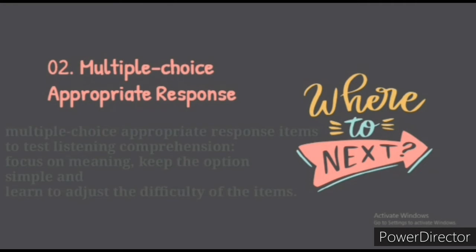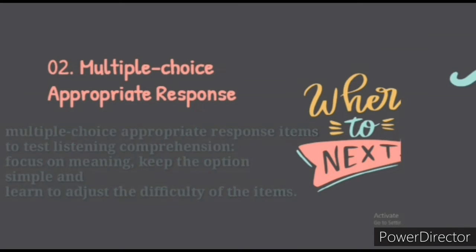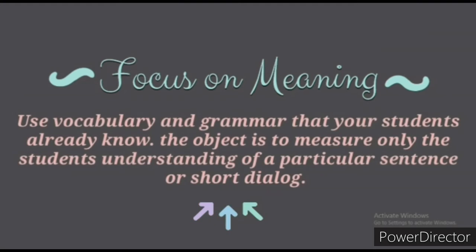Okay, next is multiple choice appropriate response. There are three guidelines to keep in mind when preparing multiple choice appropriate response items to test listening comprehension: focus on meaning, keep the options simple, and learn to adjust the difficulty of the item. Focus on meaning. When writing multiple choice appropriate response items, use vocabulary and grammar that your students already know. The objective is to measure only the student's understanding of a particular sentence or short dialogue.